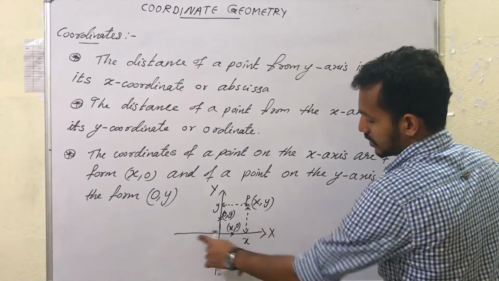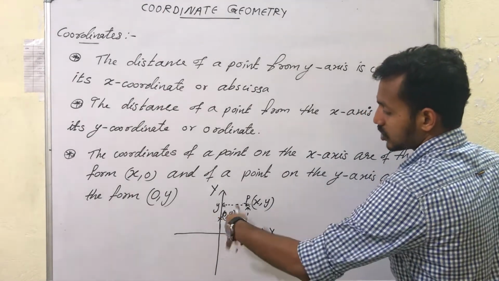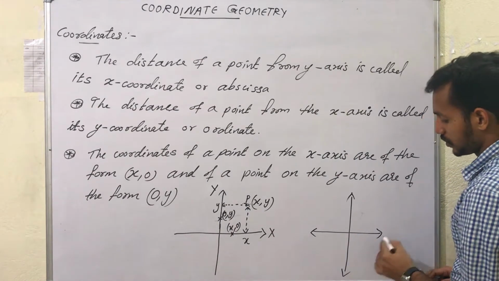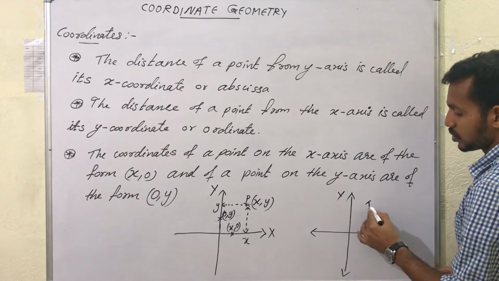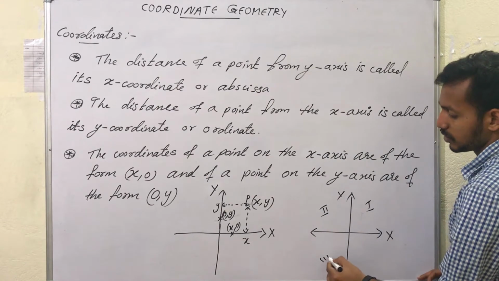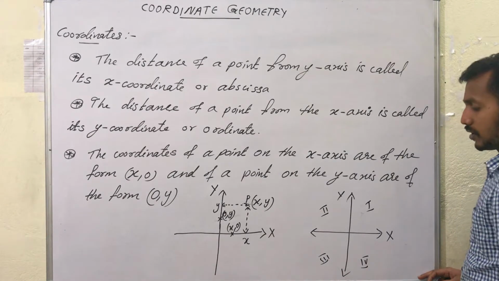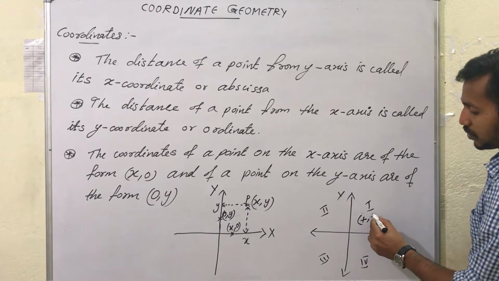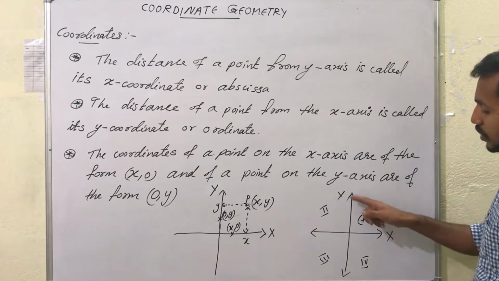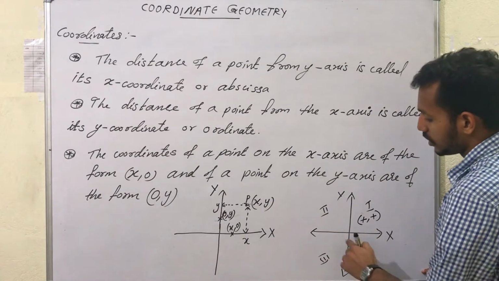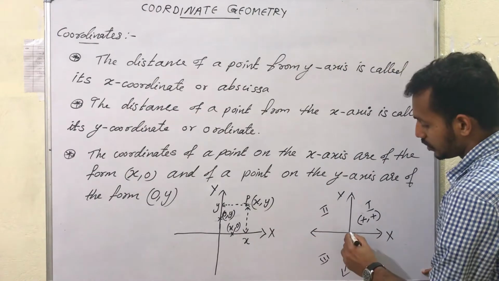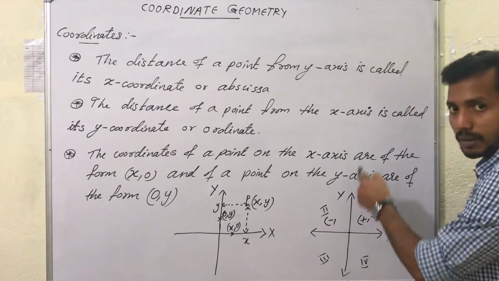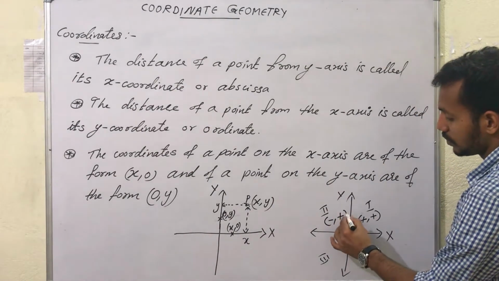And we know that the x axis and y axis divide the entire region into 4 quadrants. This is the first quadrant, this is the second quadrant, this is the third quadrant, and this is the fourth quadrant. In the first quadrant, both the x coordinate and y coordinate are positive. In the second quadrant, this is the origin, so x is going in the negative direction. So the x value will be negative and the y value is still going upward, that means in the positive direction, so y will be positive.